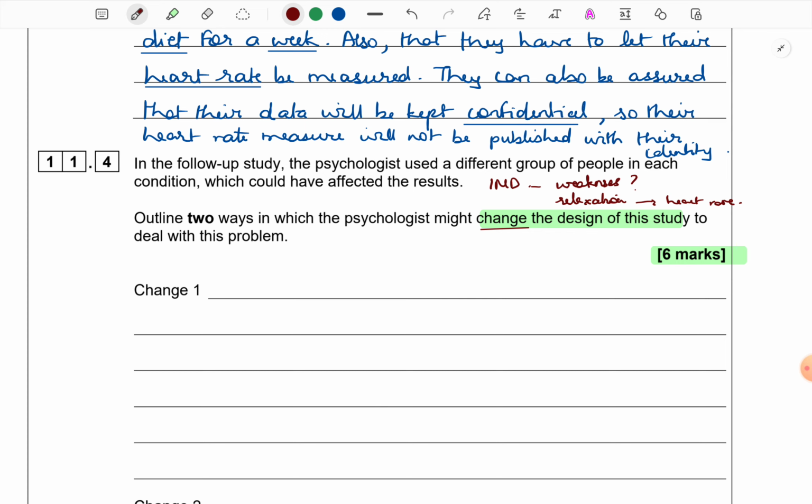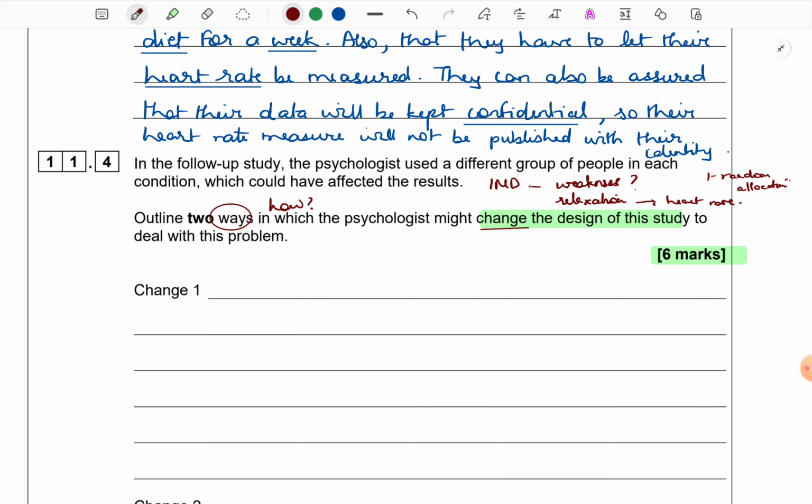So what can be done to reduce this problem of participant variables or individual differences is, one, as we know, random allocation of participants. Again, the keyword is ways. Again, they want to know how. They don't want to know why random allocation is important, rather how random allocation would be done. So random allocation would be done as usual with the help of some drawing of chits, lottery method, something like that. So I'll explain that when I'm writing.